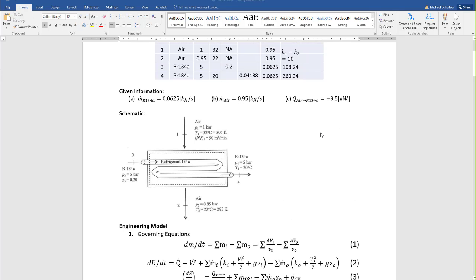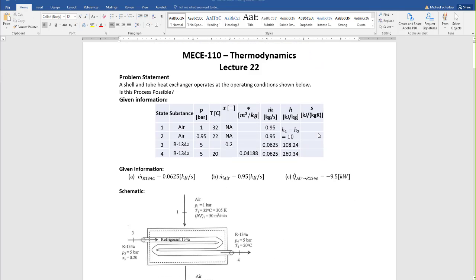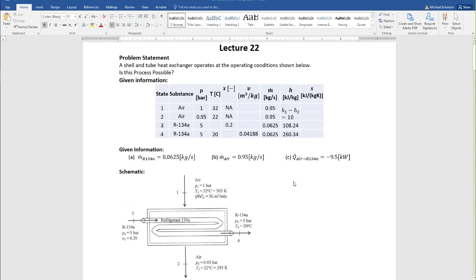Right now, here's our heat exchanger, and the nice thing is we already fixed all these states. We just don't have the specific entropy values. I think we've done this problem already when we were looking at the first law. But now what we're trying to do is figure out, is this thing possible? So we know the value of the mass flow of the refrigerant, the mass flow of the air, and we know the heat transfer from the air to the refrigerant.